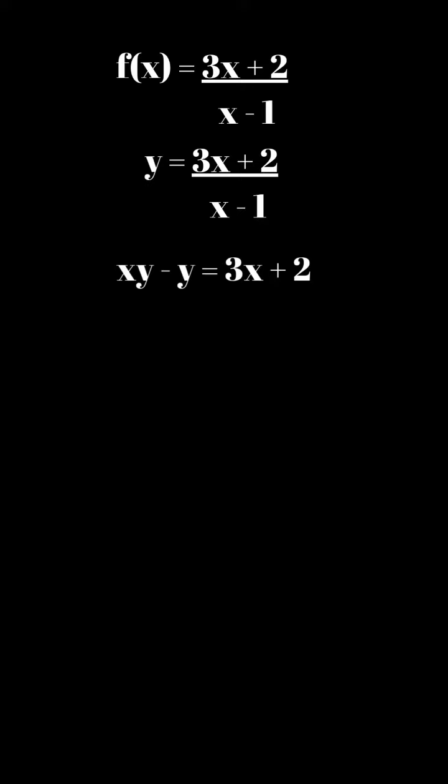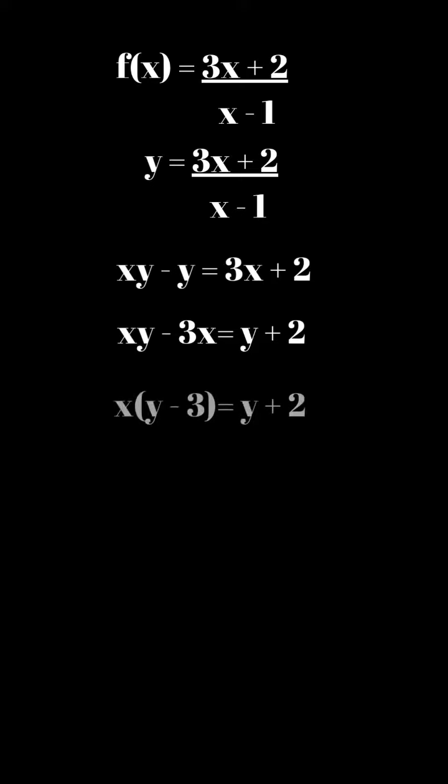Next thing to do is to move minus y to the right side and 3x to the left side, having a new equation of xy - 3x = y + 2. To proceed, we have to take out the x from our left terms, leaving an equation of x(y - 3) = y + 2.